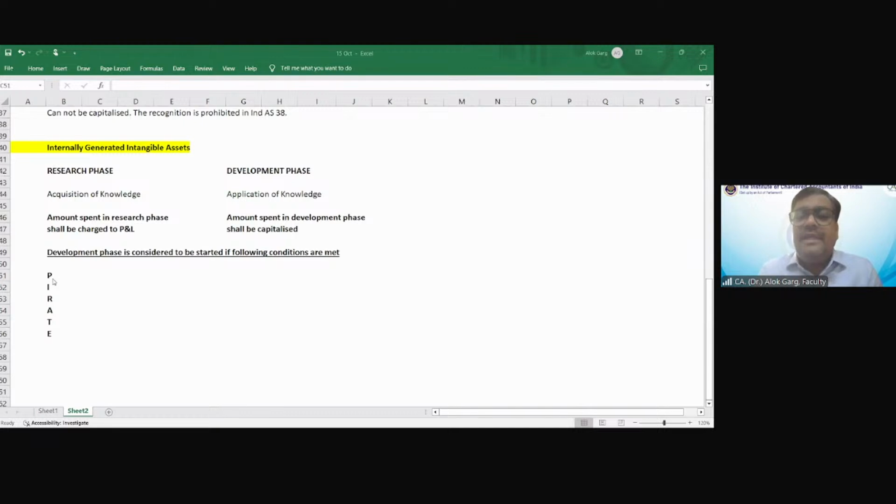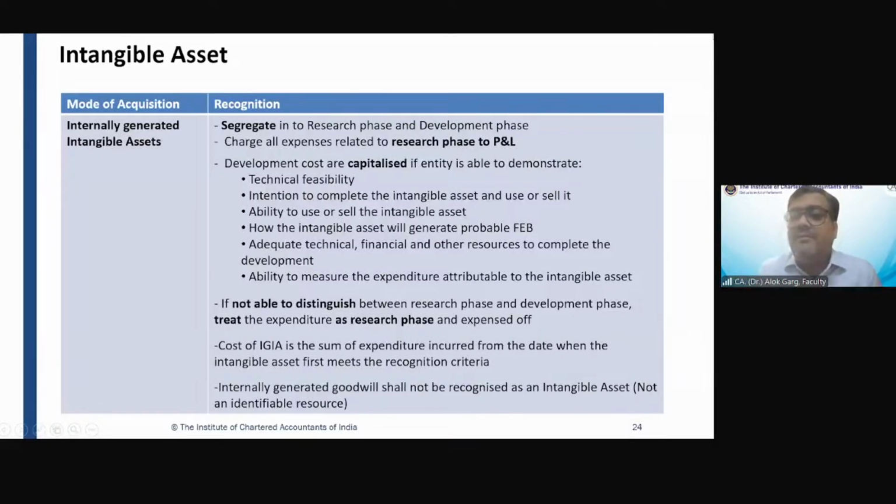Number 2, intention to complete, to use or sell the asset. Okay, so let me take you to this PPT first. So friends, intention to complete the intangible asset. Do I have the intention to complete the intangible asset and to use or sell it?